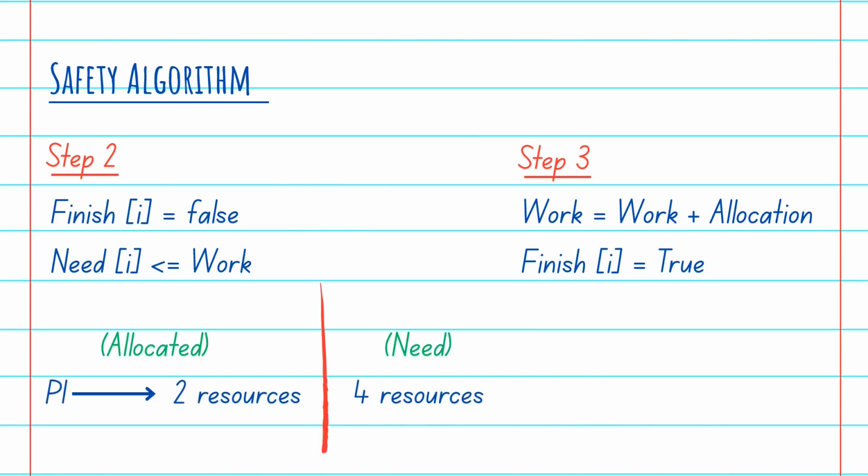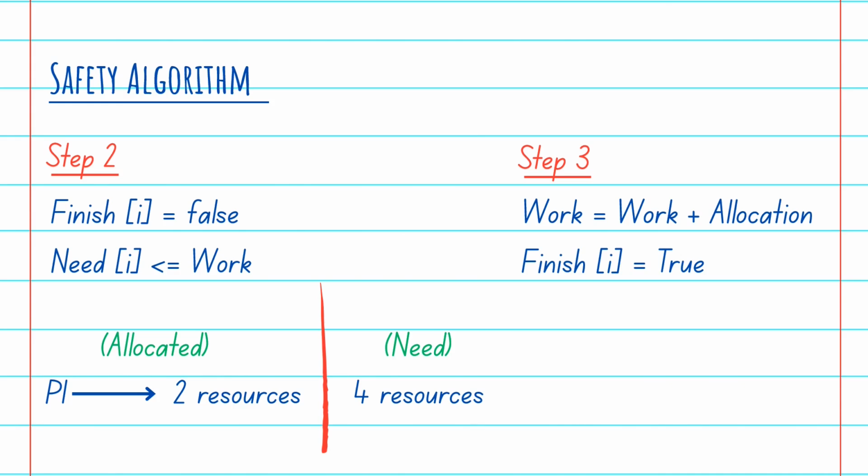Let's say process P1 is initially allocated 2 resources, but it might need 4 more resources. So in this condition, what we do is step number 3, right? And then we return to step number 2 to search again for the next such process whose need is less than work and finish flag is false. That is, it has not been processed.